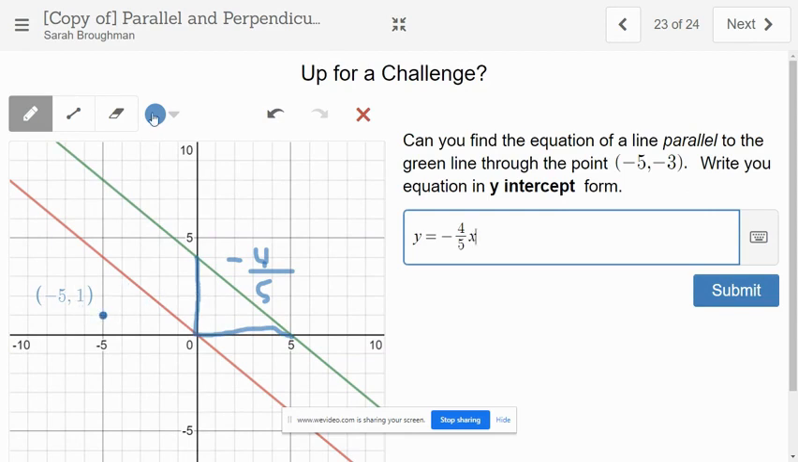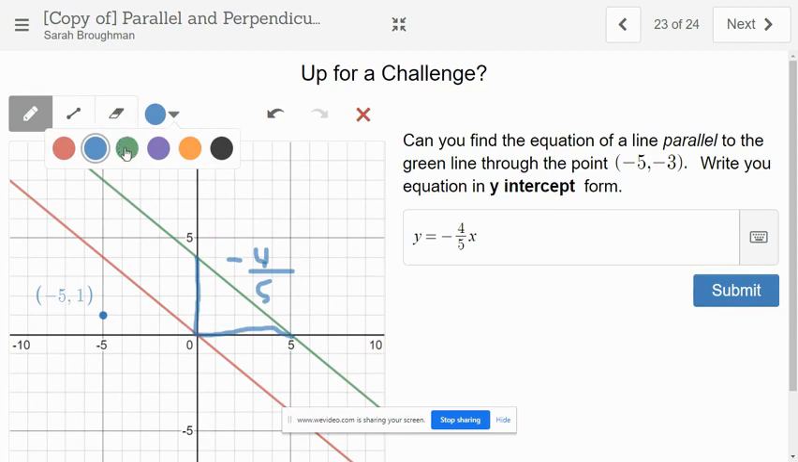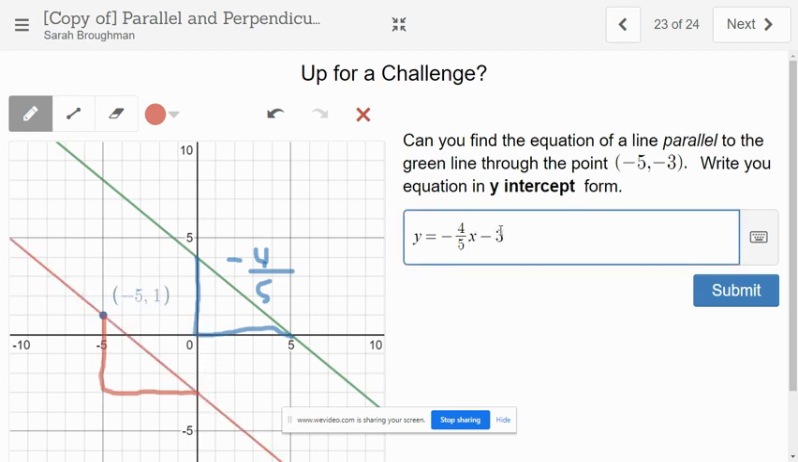So from this point, to match our red line that we're moving around, I'm going to go down 4: 1, 2, 3, 4, and then over 5: 1, 2, 3, 4, 5. And my y-intercept is at negative 3. And I can check it. I'm going through the point negative 5, 1, and it is parallel.